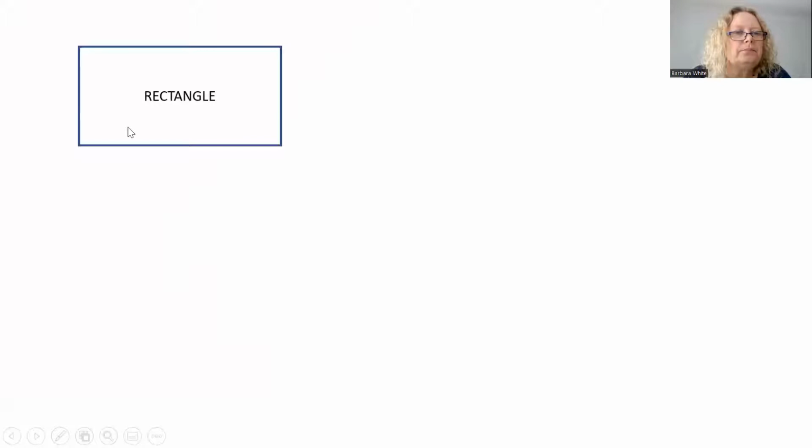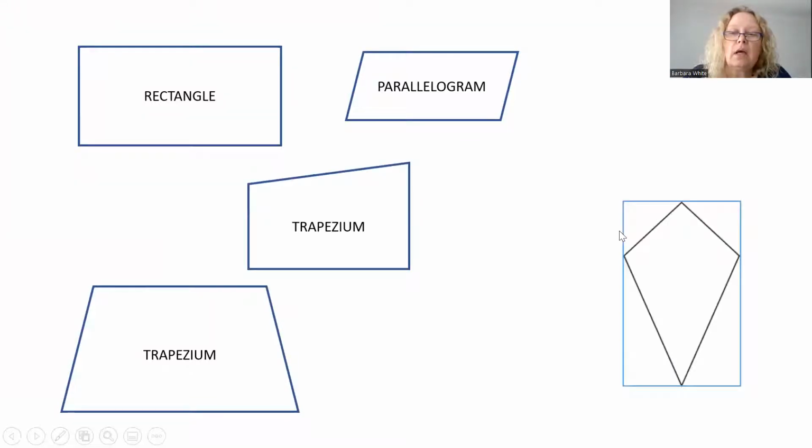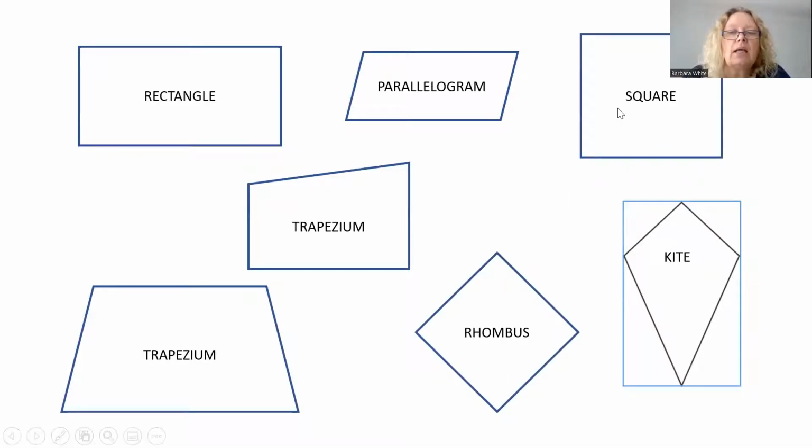Here they come. I've got a rectangle. I've got a parallelogram. I've got a trapezium. There's another trapezium. There's a kite. It's not called a diamond. Some of you may have heard it called that before. I think that's what they call them in America. We call them kites. That's a rhombus, and that is a square.